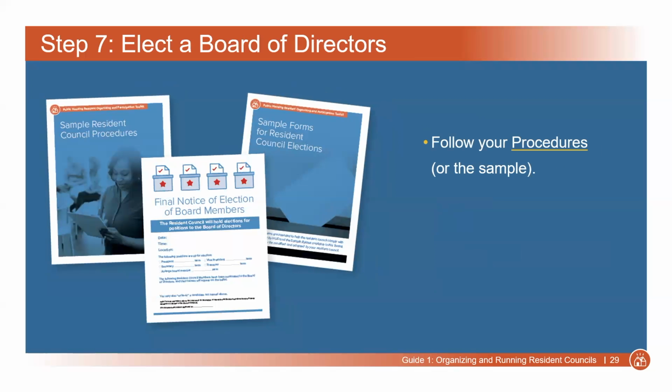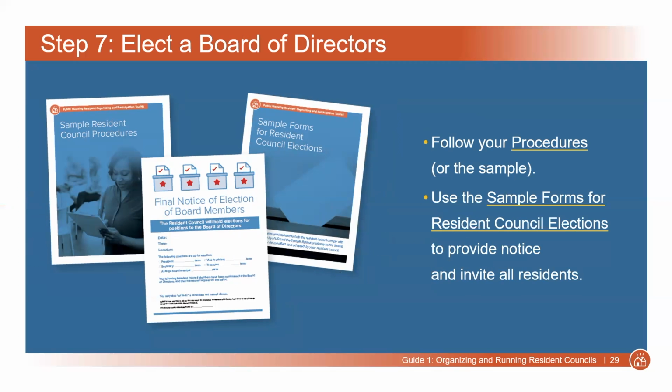Step 7. Elect a board of directors. Following the rules you have set out in your bylaws and procedures, elect a board of directors. The period when you are getting established is a good time to see which members will put in the work and make good resident council leaders. Use the sample forms for resident council elections to provide notice and invite all residents.